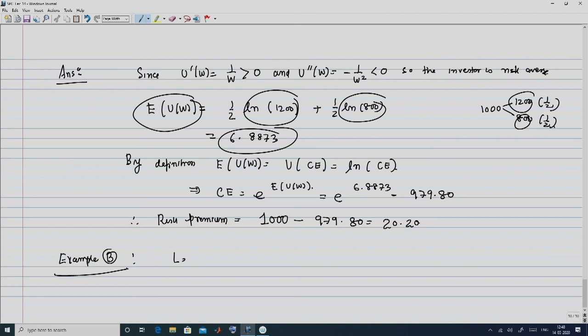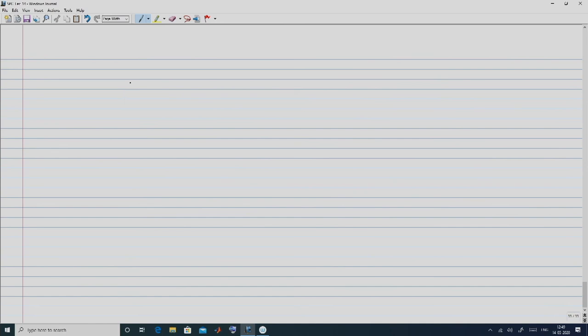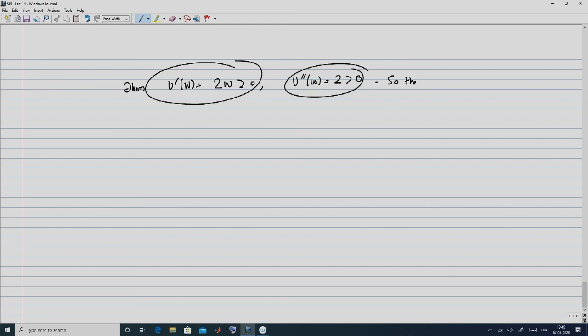Okay, now let us look at an example pertaining to the risk-loving investor. So, it is the same framework. So, the same investment as example A. But we now have the utility function to be W square. So, you observe that U prime of W is equal to twice W, which is greater than 0, and U double prime of W is equal to 2, which is greater than 0. So, from these two we can conclude that the investor is risk loving.